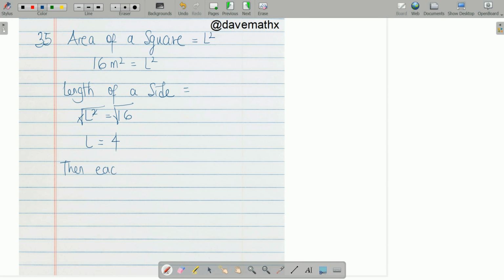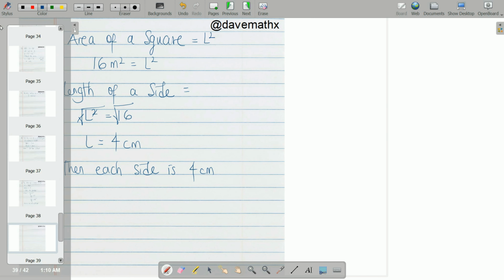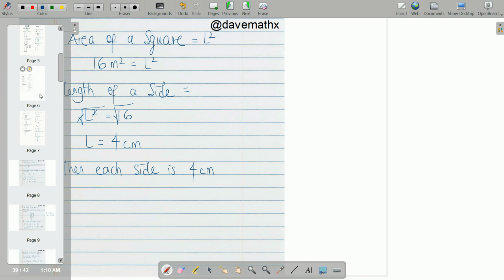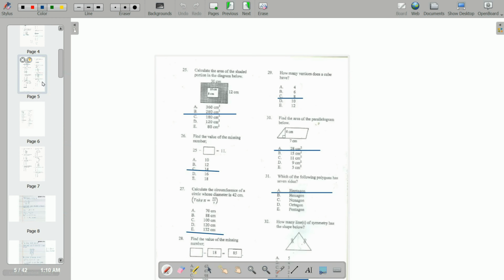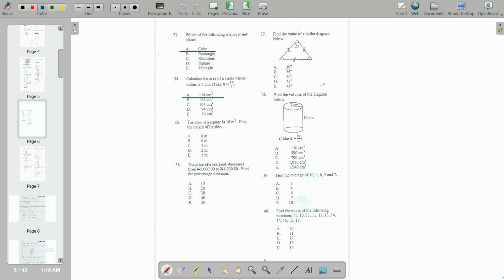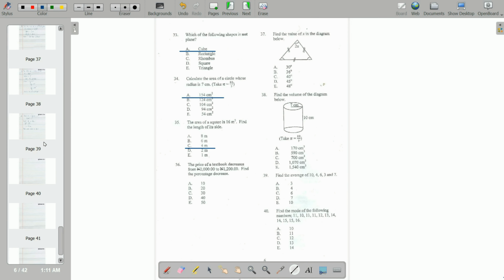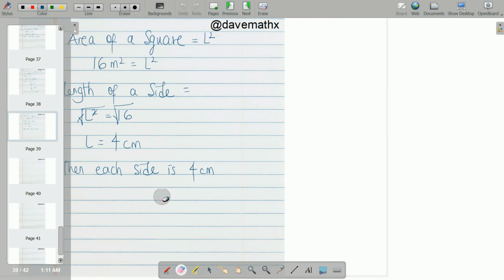Next is question 36. Oops, I made a mistake. The question was given in meters, not centimeters.